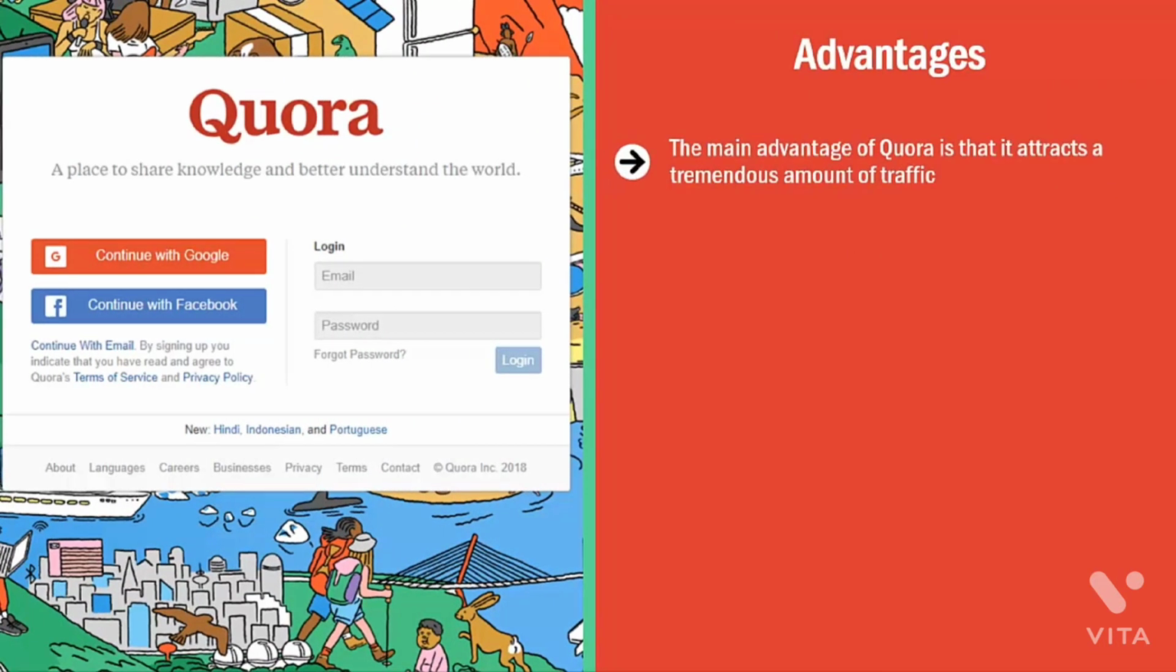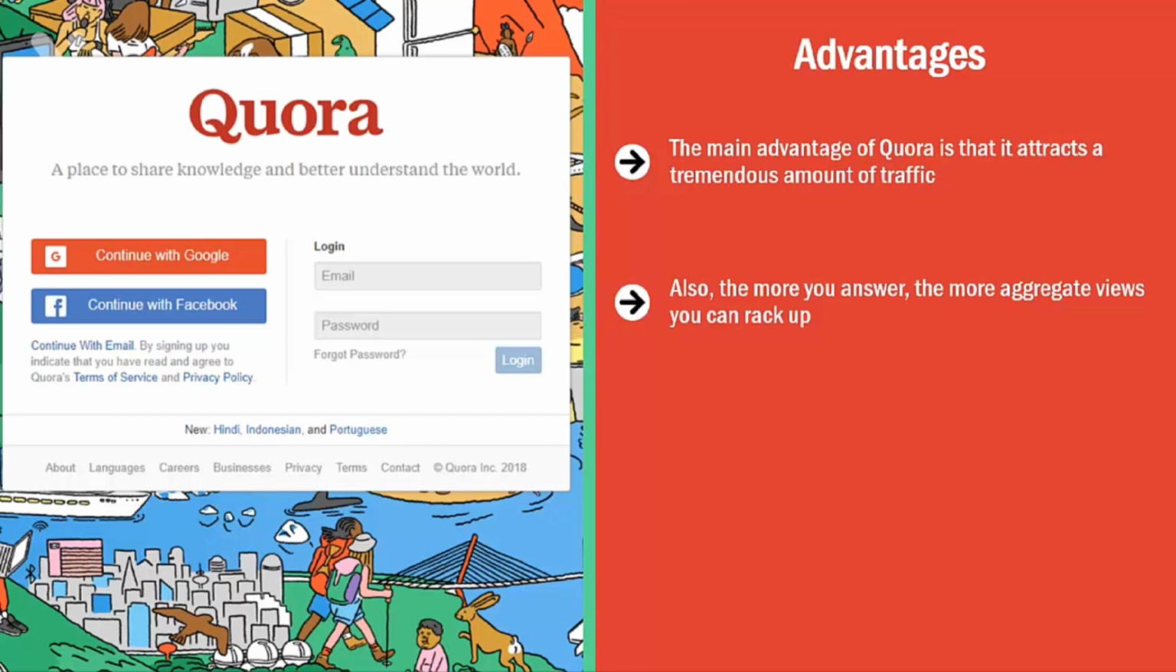Advantages. The main advantage of Quora is that it attracts a tremendous amount of traffic. You'd be surprised as to how many views your answers could get. Also, the more you answer, the more aggregate views you can rack up. Sure, each answer might not get that many views, but if you post a ton of answers on Quora, those views do add up. Most importantly, once you post an answer on Quora and it doesn't get taken down, you can potentially get traffic from the answers you have written a long time ago for a long, long time.